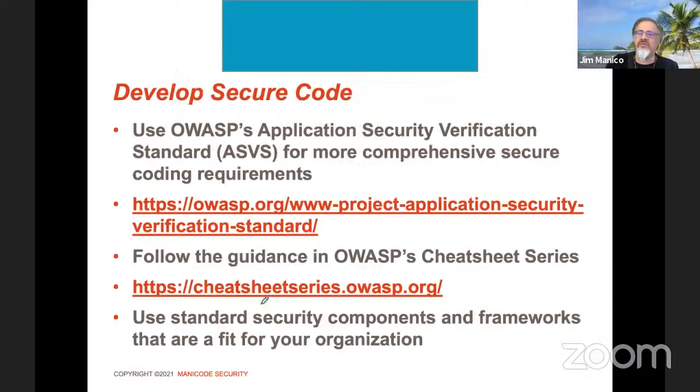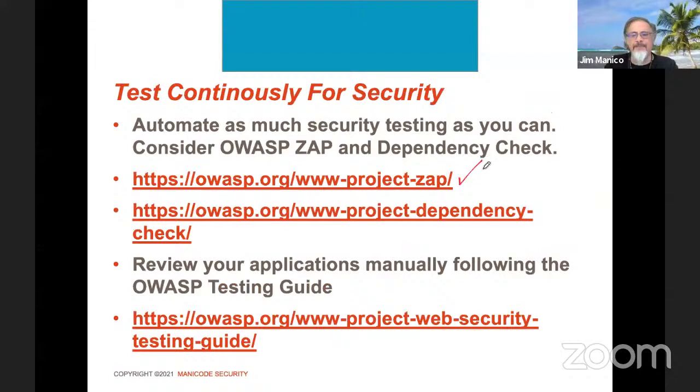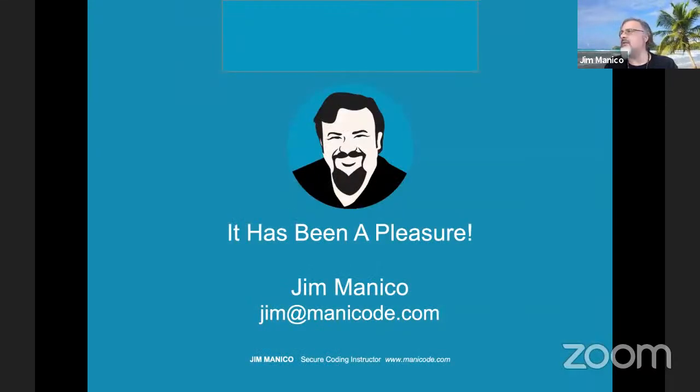A few last notes. Look at the ASVS standard. Look at the cheat sheet series for additional resources on how to develop secure code. Also, we have the OWASP ZAP project, dependency check, and the OWASP testing guide to help you along your way in being a better tester to find security bugs in your applications. Stick a fork in me, I'm done.